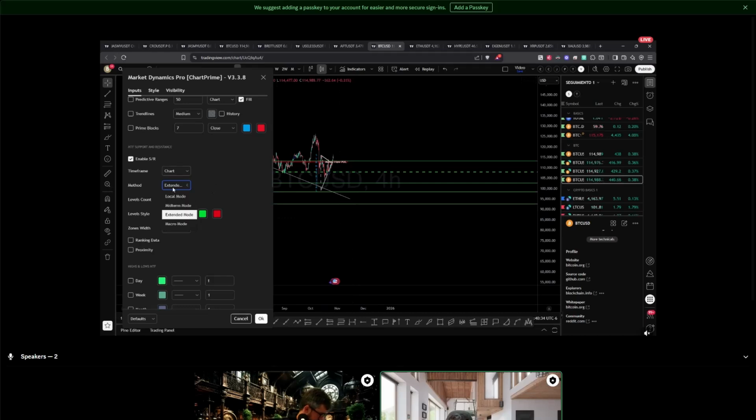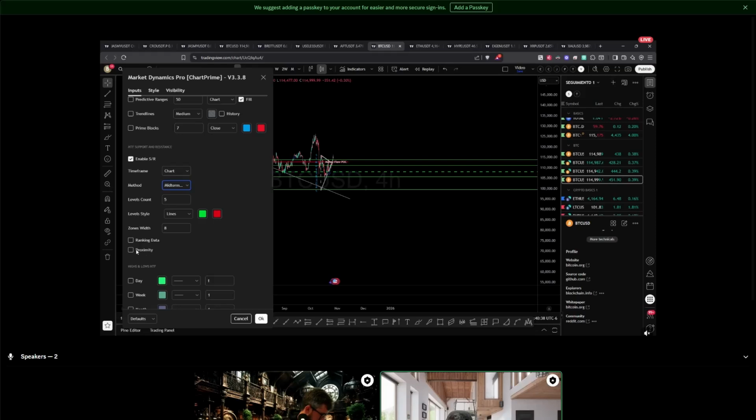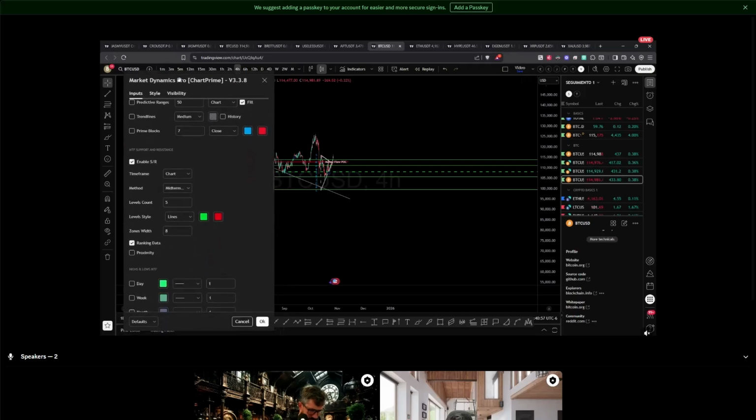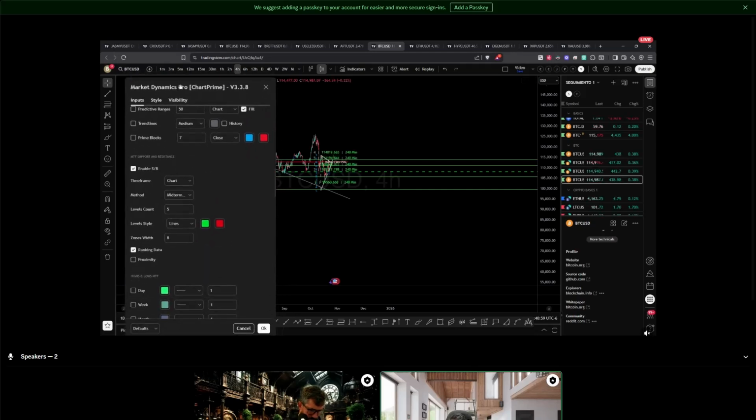Something that I like to do is to turn it on to midterm mode and do proximity. This is a little bit of something that you need to be careful about. Why? Because if I turn on first ranking data, just so you see the difference here, let's just wait for that thing to update. It takes forever, but that's on TradingView. All right, there it is.